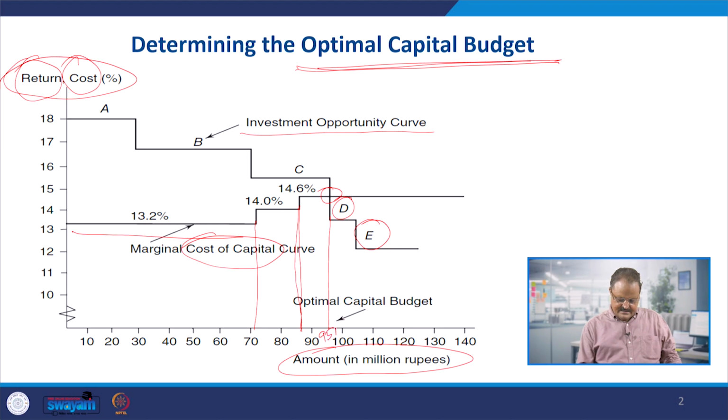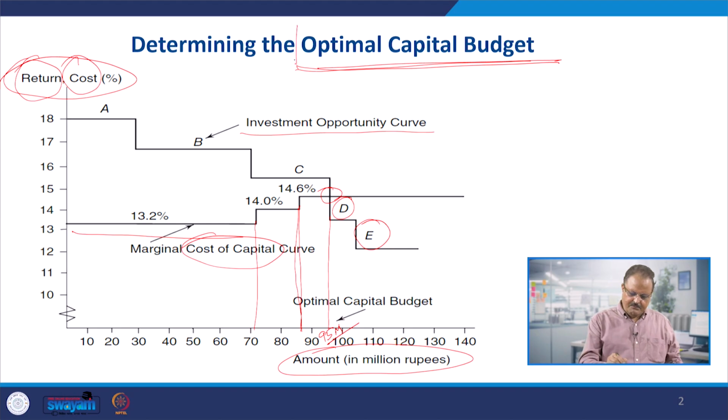For example, in this case, we say it is 95 million, right? Up to 95 million of investment, if you make, then your marginal cost of capital and the investment opportunity curve will be intersecting with each other, because the rate of return and cost of capital are going to be the same at this point, 14.6%, and more than that it will become negative.